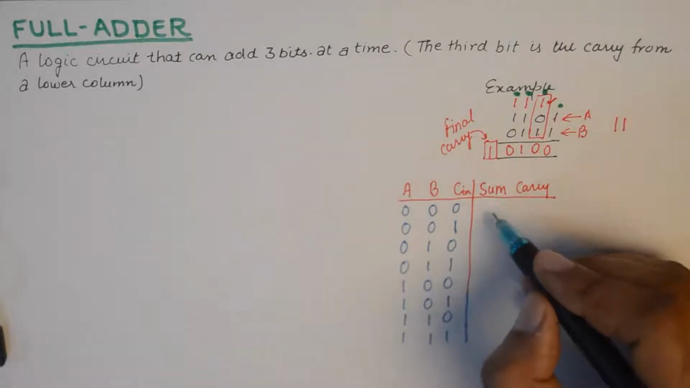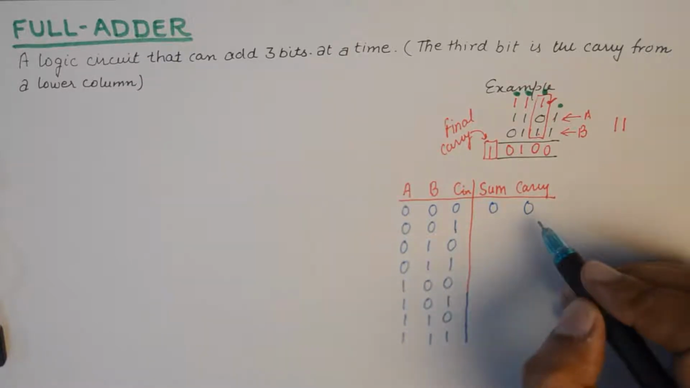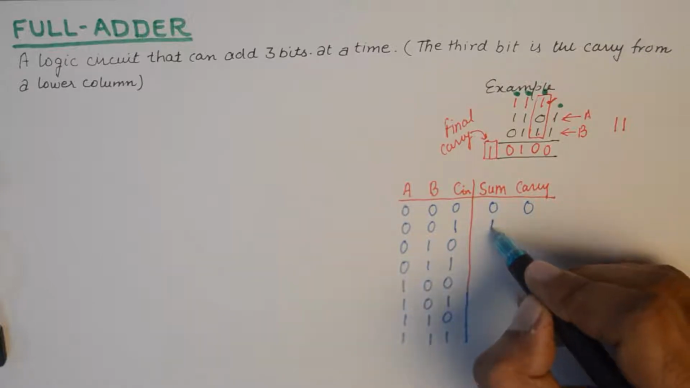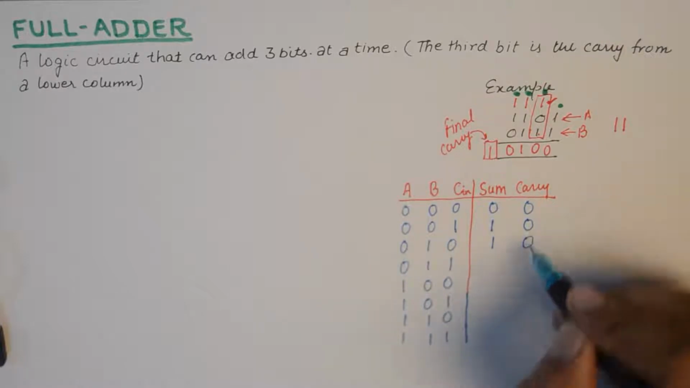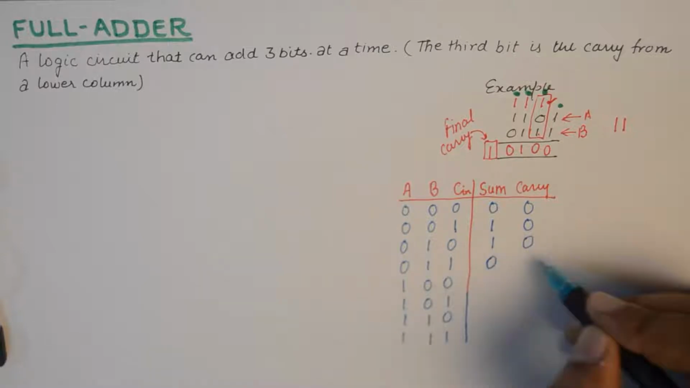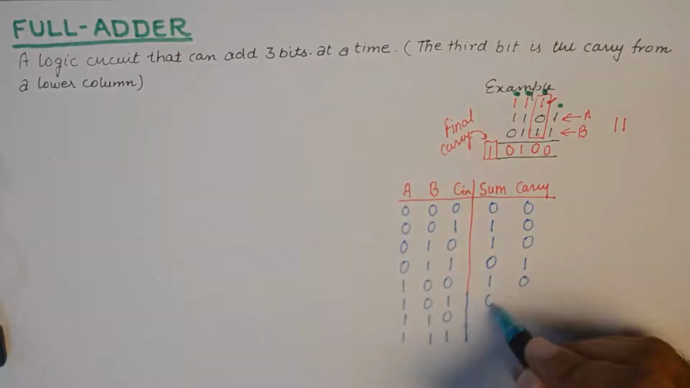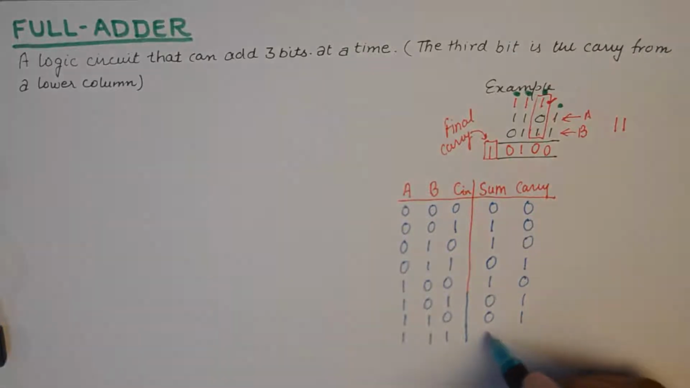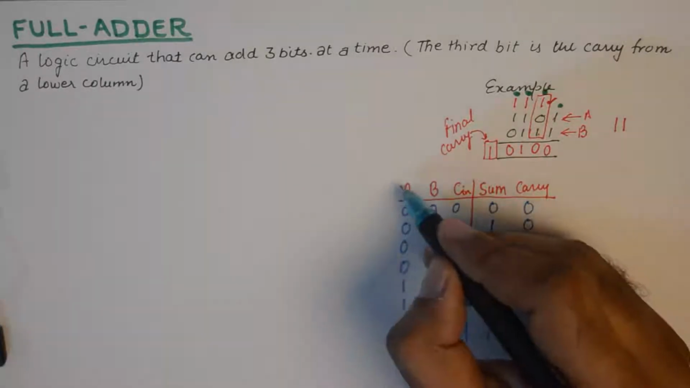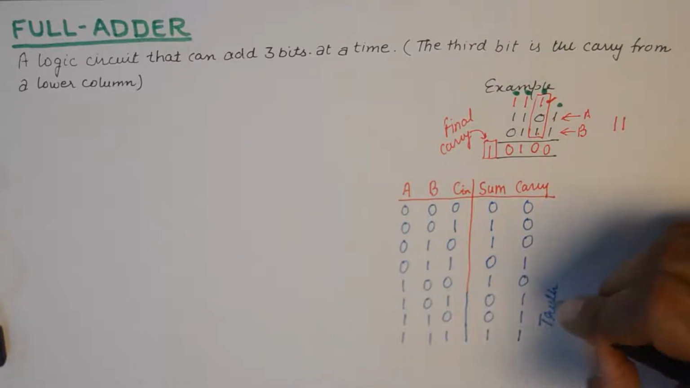And for these cases, we'll have a sum 0 and a carry 0. We have a sum 1 and a carry 0, sum 1 carry 0, sum 0 and a carry 1, sum 1 carry 0, sum 0 and carry 1, sum 0 and carry 1, and this is the only case where we have a sum as 1 and a carry as 1 also. So this is the final truth table for the full adder.